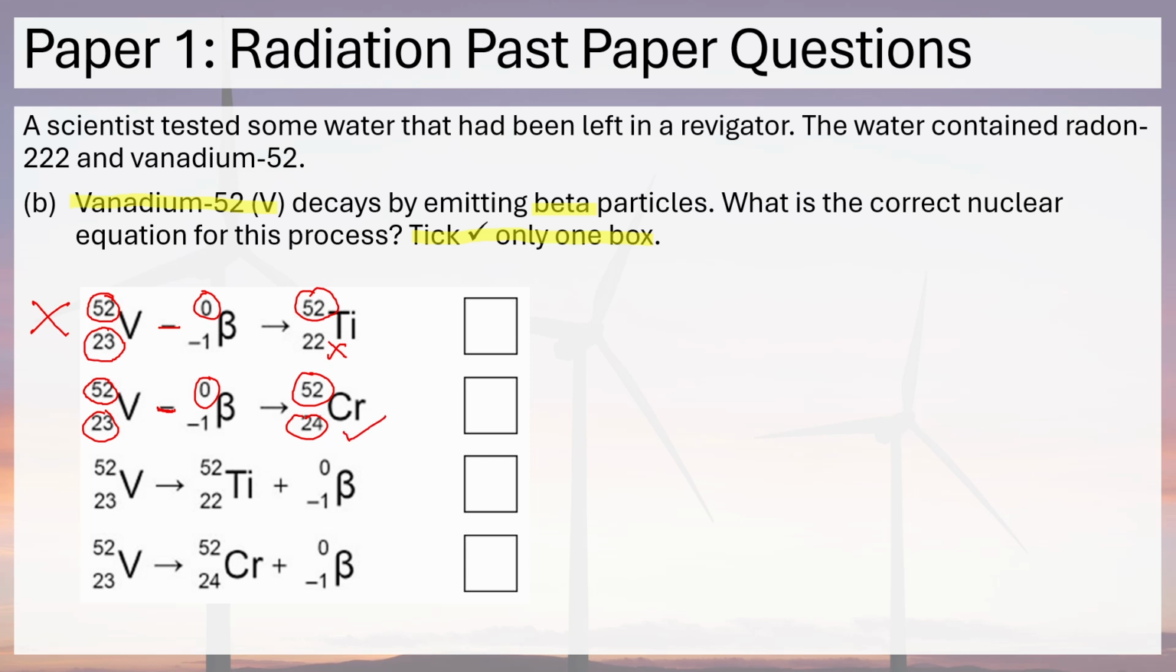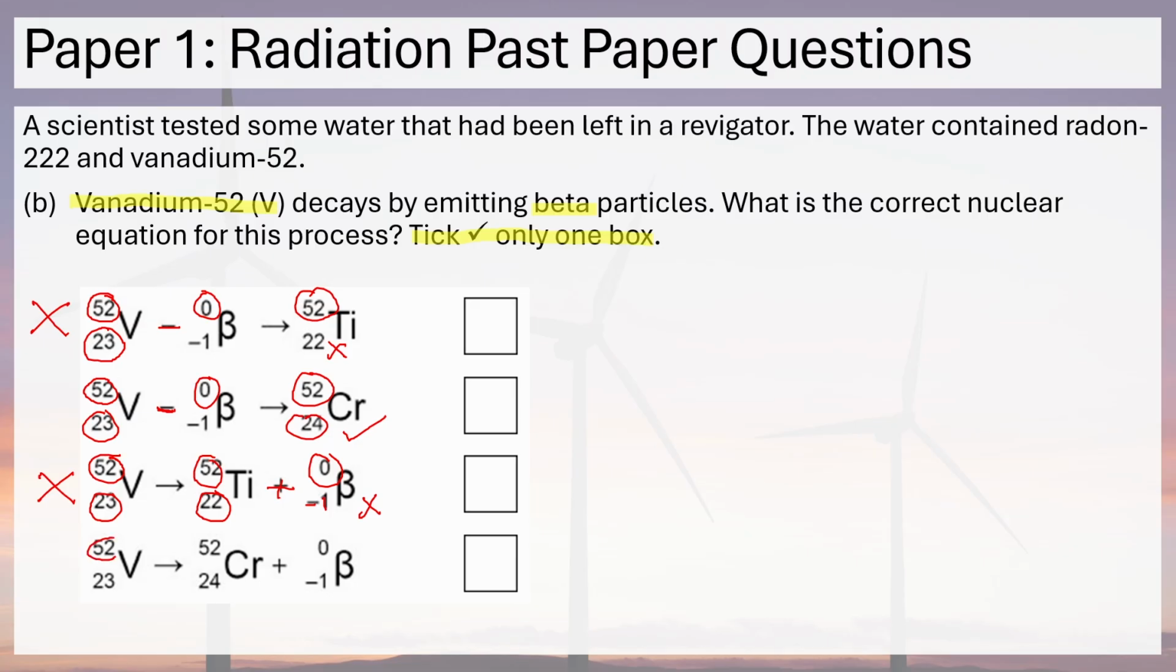Let's check the other ones. Next one down. This time I've got my vanadium splitting into 2 products. Let's have a look at these numbers first. So 52 is the same as 52 plus 0. Yes, it is. And 23, is that the same as 22 plus negative 1? Well, it isn't, because 22 plus negative 1 will give me 21. So we know it's definitely not that one. Let's have a look at the one at the bottom.